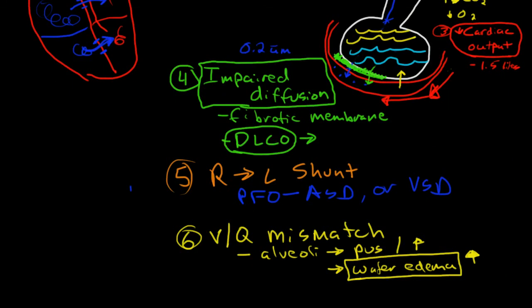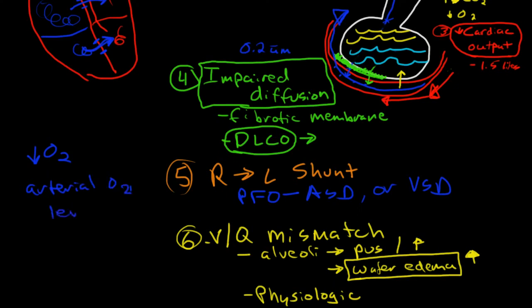So this is called a VQ mismatch. It is sometimes called a physiologic shunt, and it just means that we are perfusing a number of unoxygenated alveoli, so the blood is returning to the heart unoxygenated from parts of the lung. Now all of these things can cause decreased oxygen levels, and particularly arterial oxygen levels, and we will note them on an arterial blood gas.